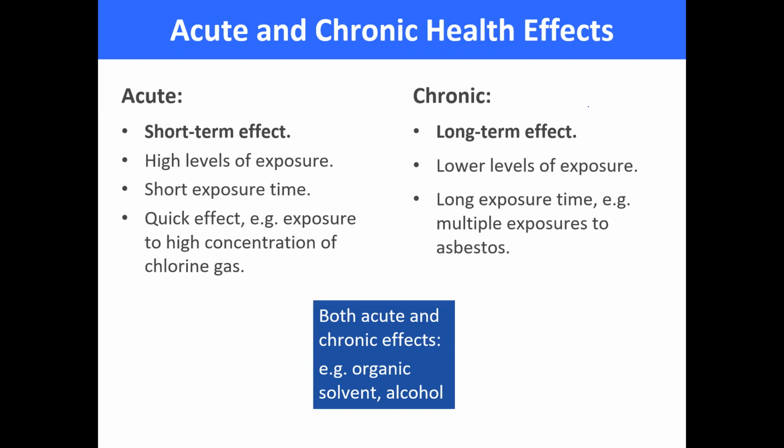Whenever any health effect happens, there are two types of health effects. There are acute health effects, and then there are chronic health effects. Acute health effects are short term health effects. They happen after high levels of exposure to a certain agent. It is basically a short exposure time. So you are exposed to high levels, high dose, and it can happen for a short period of time. You can have a very small, short exposure, and still get affected and get acute health effects.